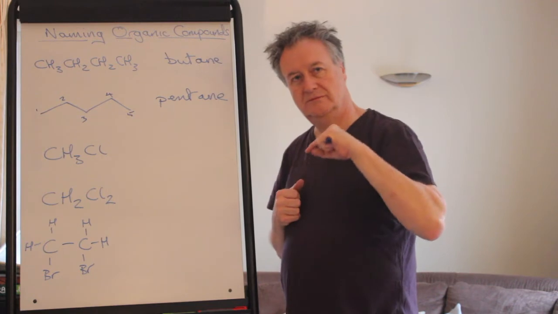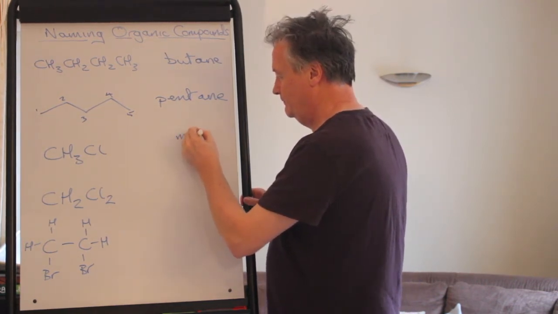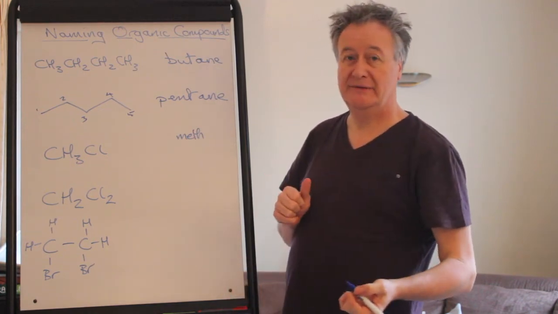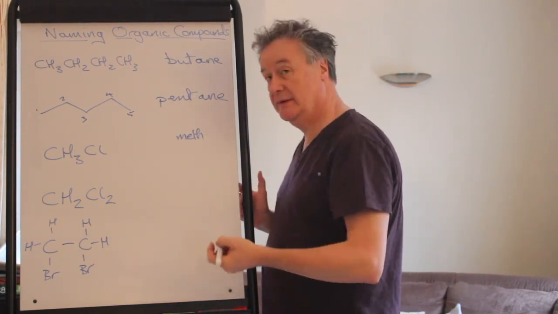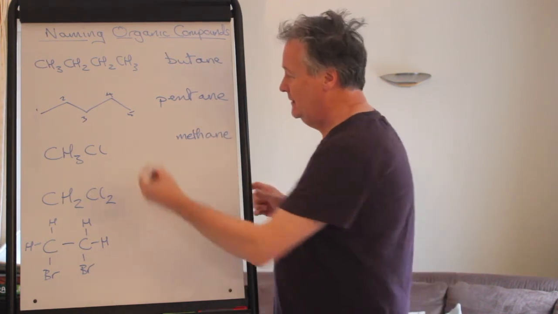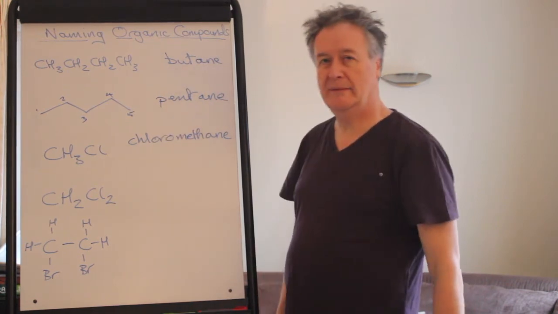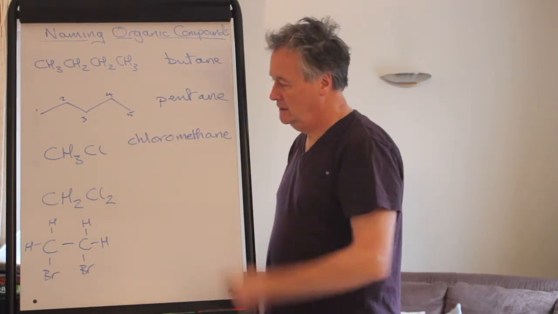Here, how many carbons? 1. By definition, there can't be a carbon-to-carbon double bond because there isn't any other carbon, so it's got to end in ane because it's saturated, and it is chloromethane.